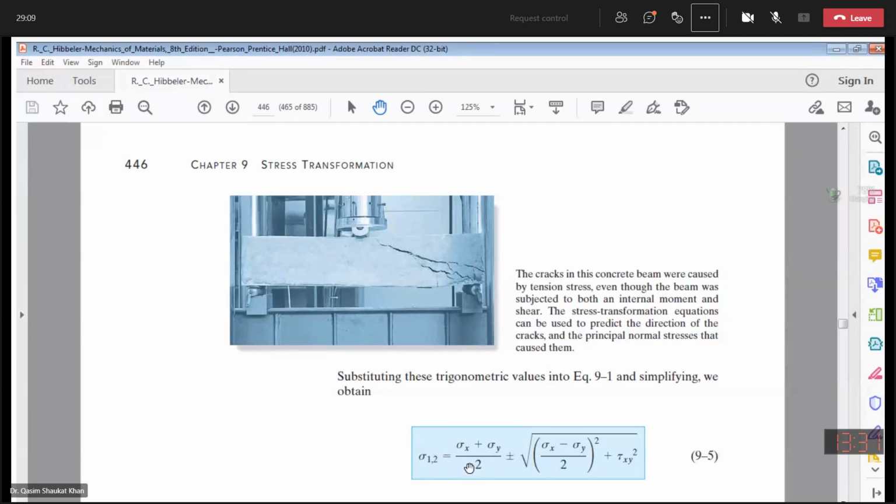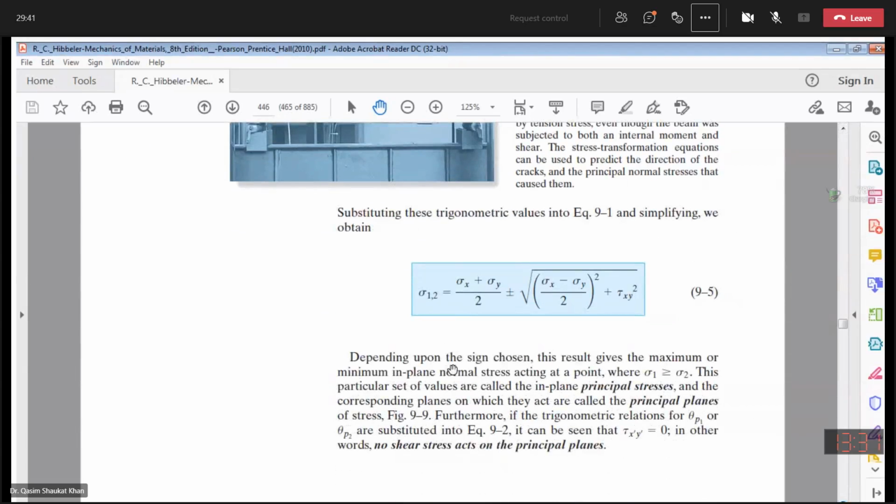The second way to calculate the major and minor principal stress is this expression, which you obtain by putting the trigonometric values of cos and sine and then simplifying. Sigma 1 is equal to sigma x plus sigma y over 2 plus under root of sigma x minus sigma y over 2 squared plus tau xy squared, whereas sigma 2 will be sigma x plus sigma y over 2 minus under root of sigma x minus sigma y over 2 squared plus tau xy squared.